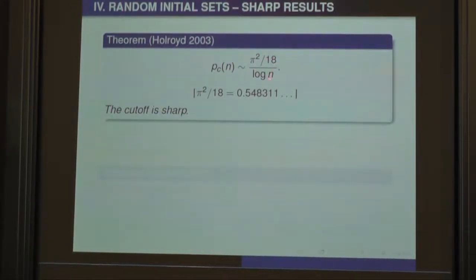So take any constant c less than pi squared over 18, choose infected sites with probability c over log n, and then let n go to infinity. The probability of percolation tends to 0. And take a c bigger than pi squared over 18, pick infected sites with probability c over log n, let n go to infinity. The probability of infection goes to 1.